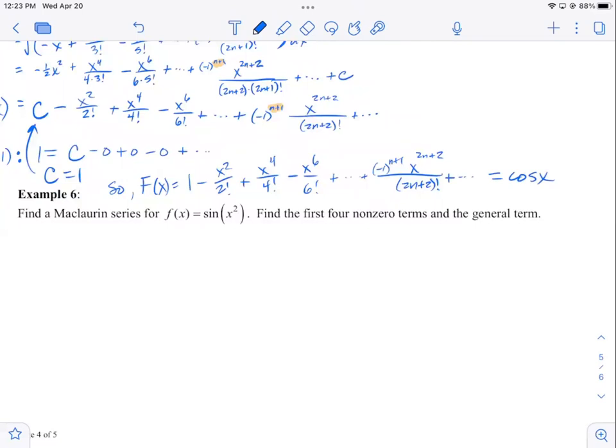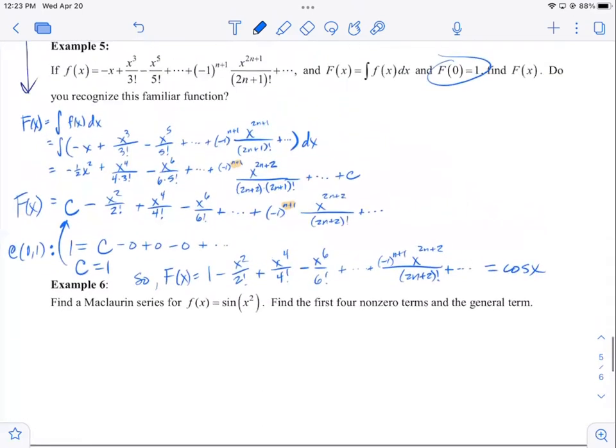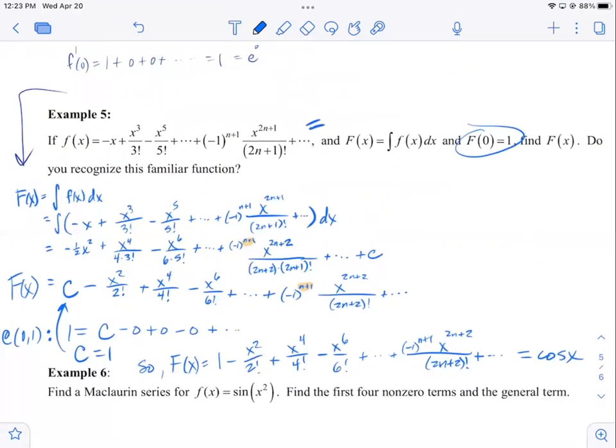Yeah, I do need the alternator, and we've already checked it to make sure it matches up with this right here. So yeah, this is not the general term that we prefer for cosine, but it works. It captures the pattern. So we can manipulate the nth term or the general term just like we would anything else.